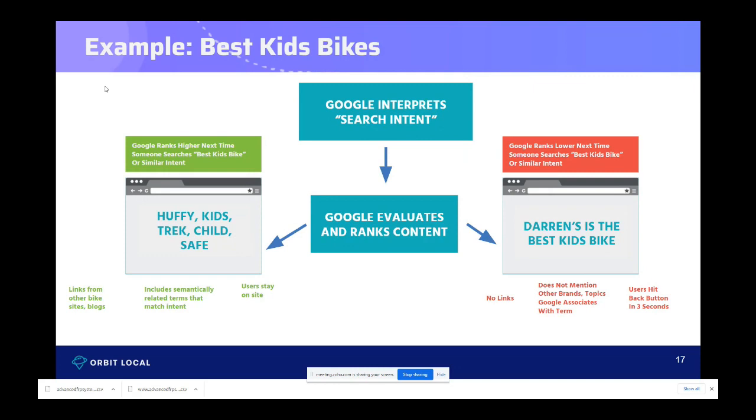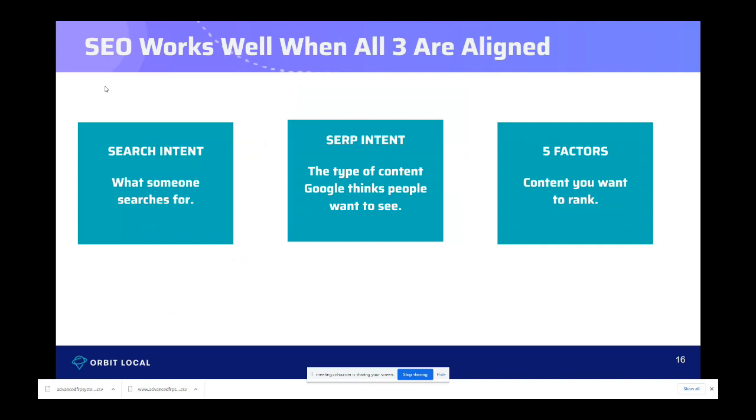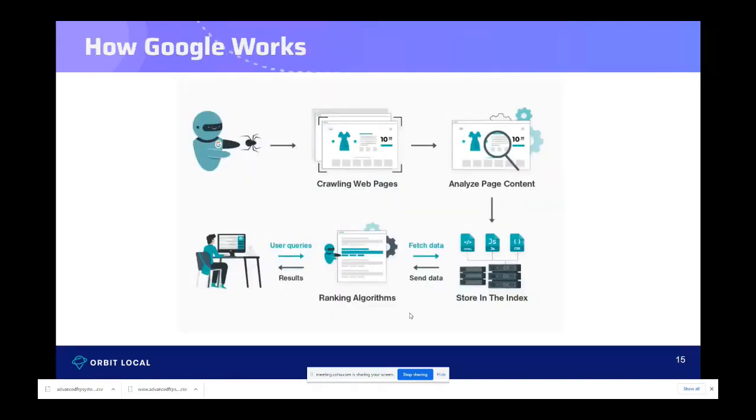And when you look at this other page, it has those words. It also has links from other bike sites and blogs. So Google's going to look at these 2 content pieces and look at how people interact with the content on the site. Then it's going to decide, hey, I'm going to bump this page higher next time, and the next time I'm going to bump this page lower. So that's essentially how this actually works.